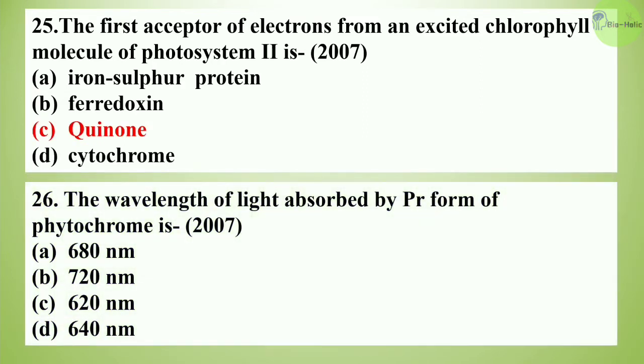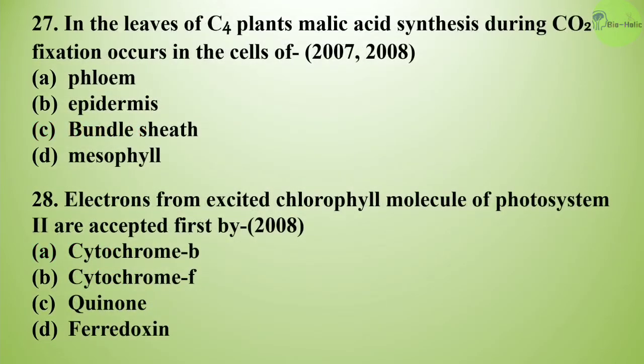Next is the wavelength of light absorbed by Pr form of phytochrome is 680 nanometer, 720 nanometer, 620 nanometer, or 640 nanometer. The answer is 680 nanometer.